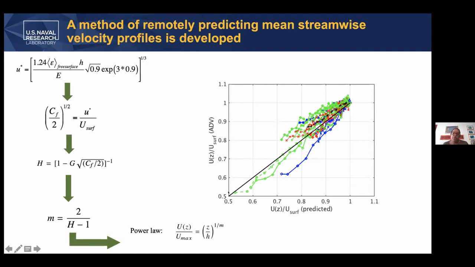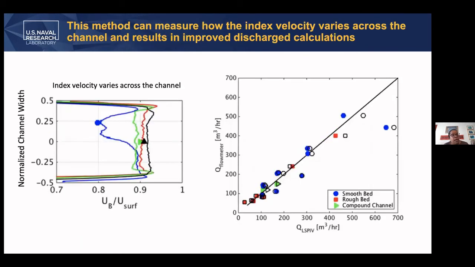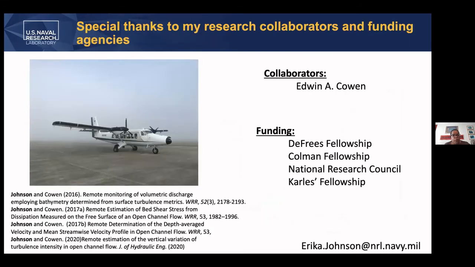Here are my results for the predicted mean streamwise velocity profile plotted against my in situ measured with the ADV. And here again, you can see that I get really good agreement between the two. What's really cool about this method is that probably most of us are using the index velocity at one particular location across the channel. But now I have a method of plotting how the index velocity changes across the channel. And in doing so, I'm able to improve my volumetric discharge calculation using all of this information as opposed to one data point. With that, I will conclude.